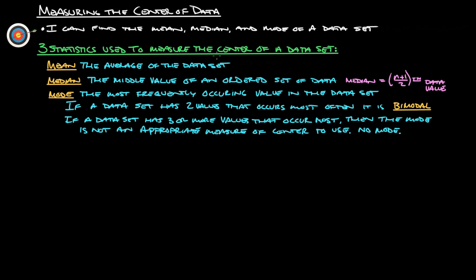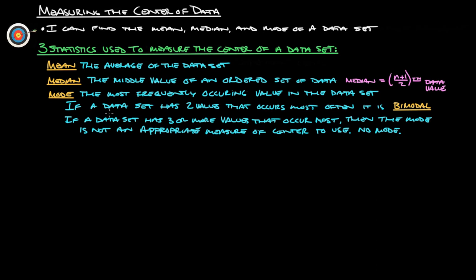Three statistics used to measure the center of a data set are mean, the average of the data set; median, the middle value of an ordered set. And median officially is the n plus 1 divided by 2 data value. Basically, it's the middle number. And if you happen to have an even amount of numbers, it's the average of the two middle numbers. And then mode is the most frequently occurring value in the data set.